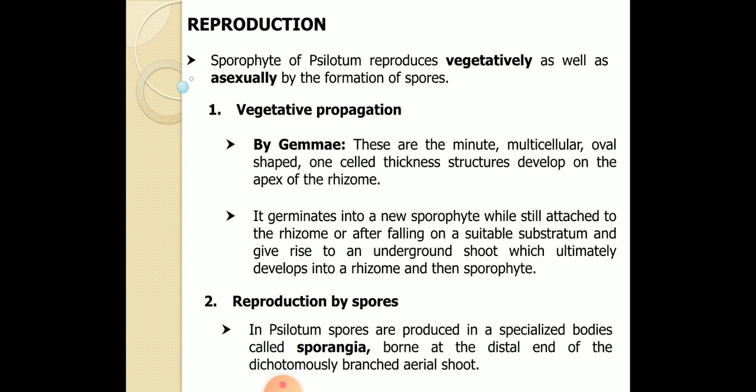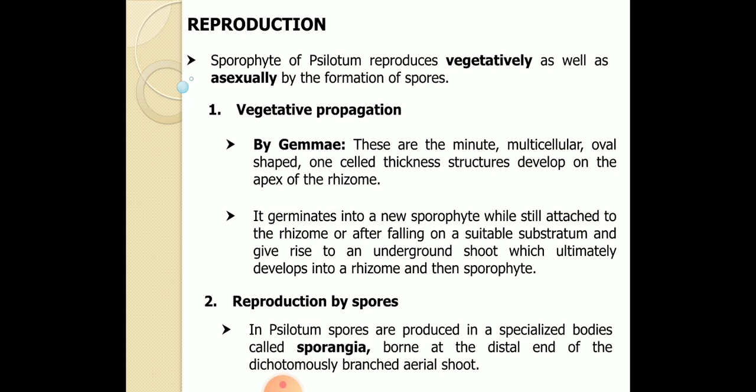First, vegetative reproduction: vegetatively, by the formation of gemmae. These are minute multicellular oval-shaped structures that develop at the apex of the rhizome. Through these, vegetative reproduction takes place, or by germination they form a new sporophyte. The rhizome, after falling onto a new substrate, can produce a new thallus or shoot. Through that also, vegetative reproduction takes place.